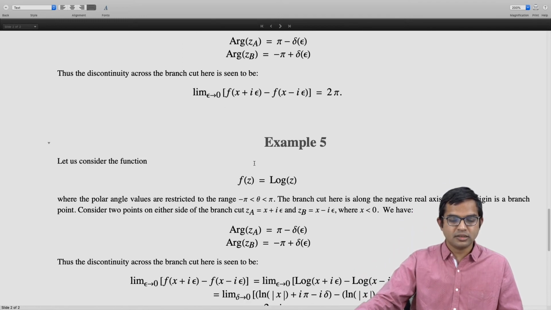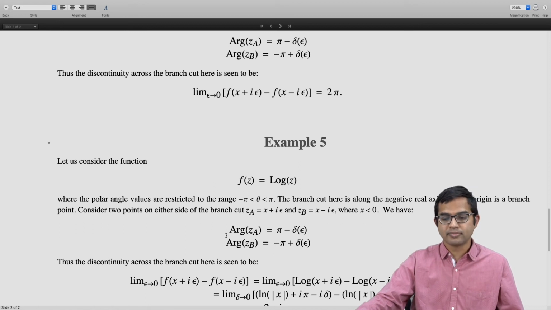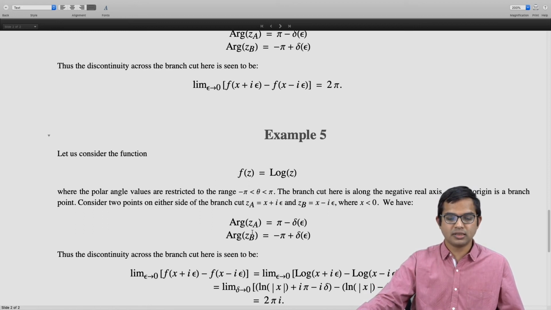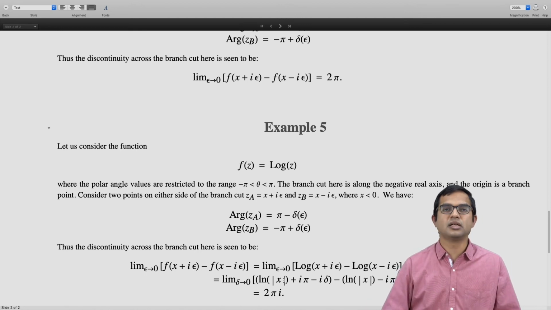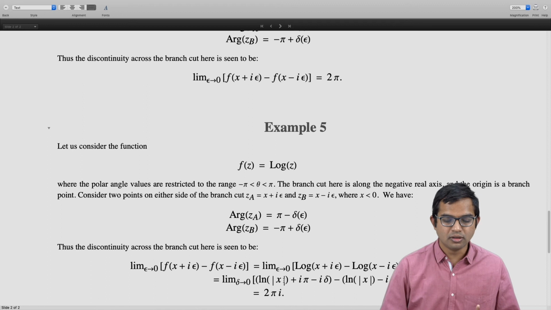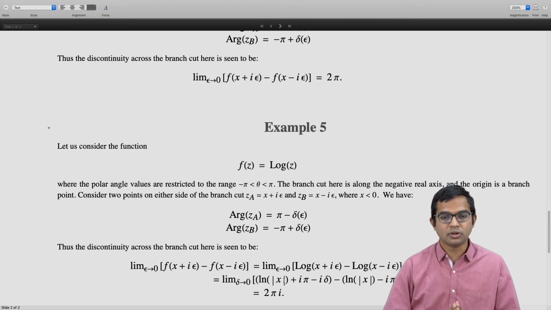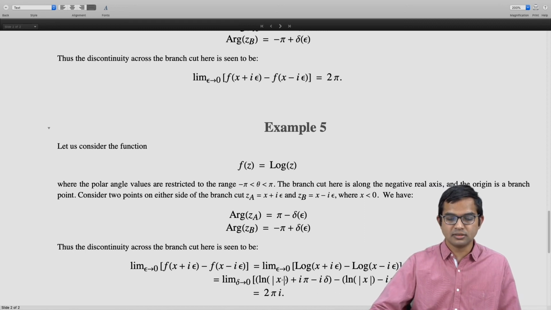So in this case, the discontinuity we can work out is given by f of x plus i epsilon minus f of x minus i epsilon, which will be log of x plus i epsilon minus log of x minus i epsilon. So we have seen that the way to compute this quantity is to just find the Naperian logarithm of the mod of x, which is just a regular logarithm value of a positive real number, plus i pi minus i delta, because that's the argument of this quantity, which is just pi minus delta. So you have to do i times pi minus delta.